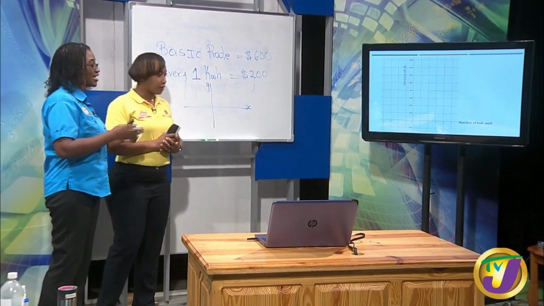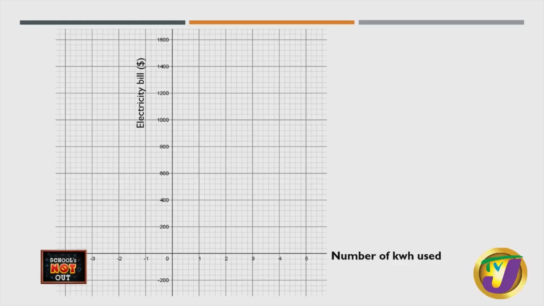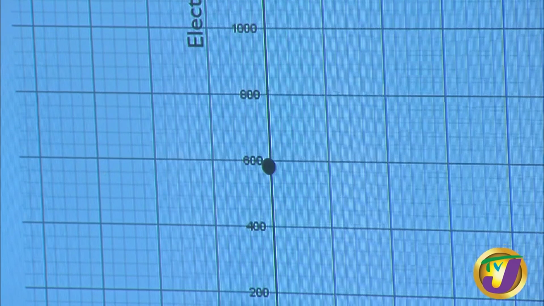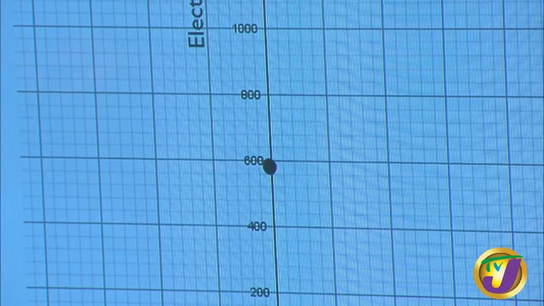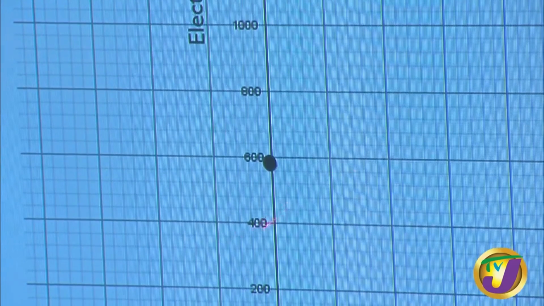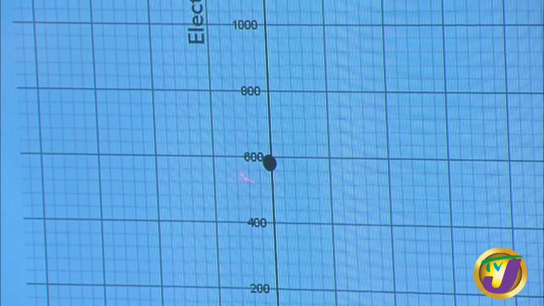But let's see how this particular situation would look on the Cartesian plane. So we're looking at plotting. I want us to zoom in on our screen here. We did say from our table that if no kilowatt hour is used, we would pay $600. I didn't want to pay anything, but the electricity company will charge you. So here is our $600.